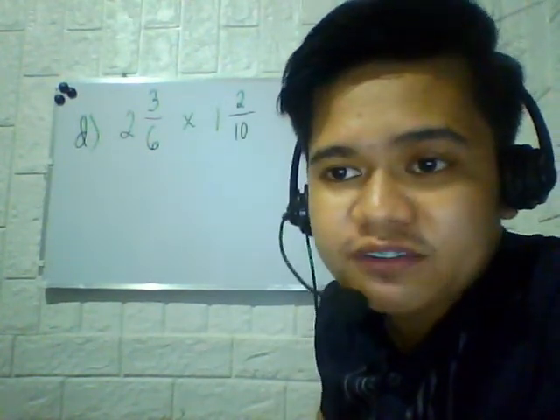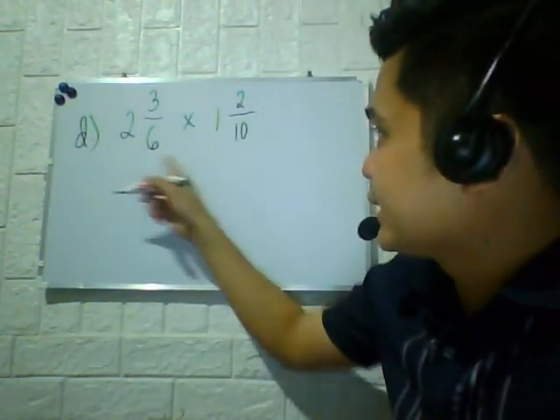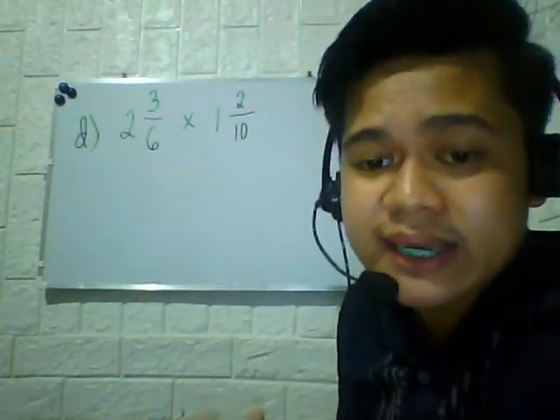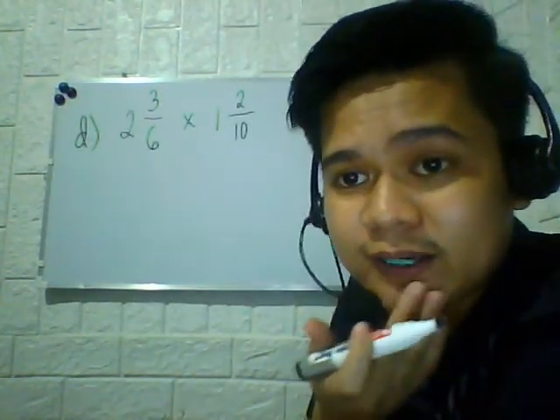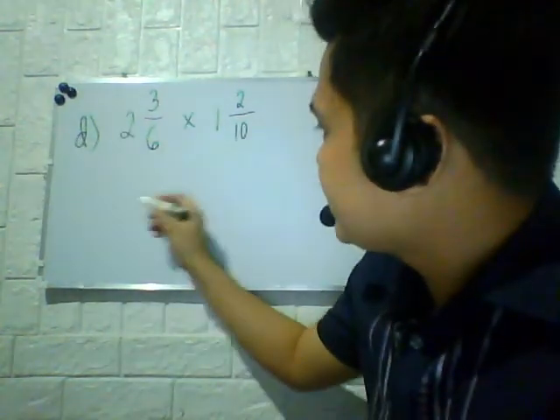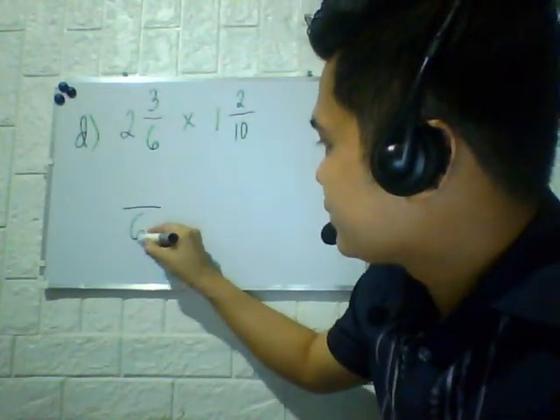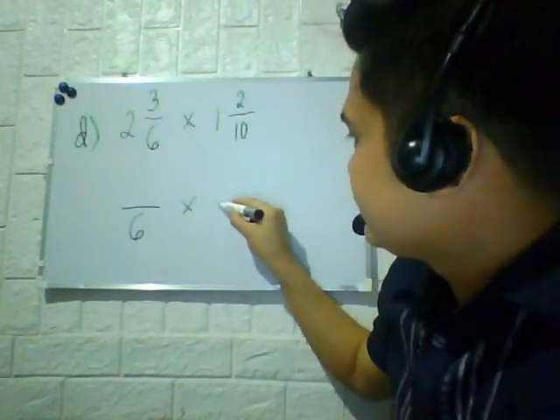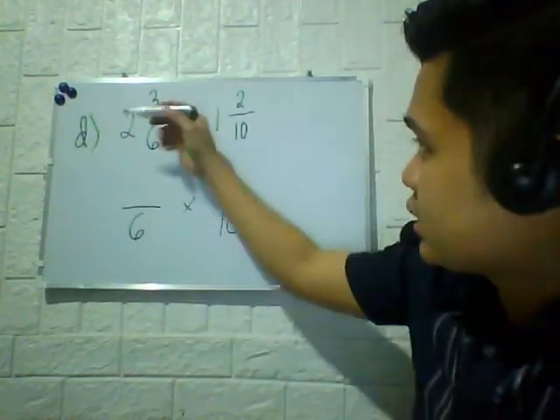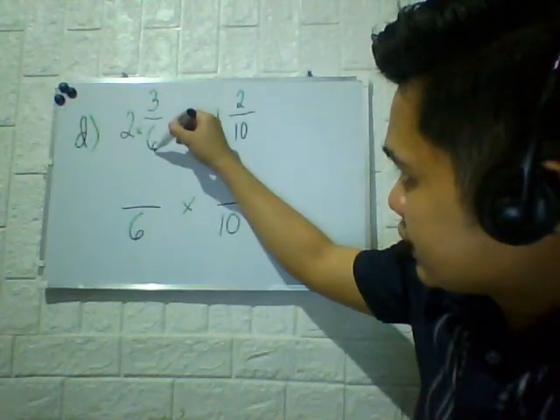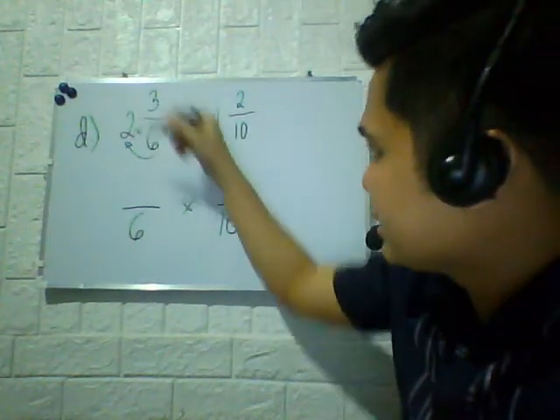Example D, we have 2 and 3/6 times 1 and 2/10. And as you can see, pareho silang mixed numbers. Ibig sabihin, gagawin muna natin dapat silang improper fractions before we can proceed sa operation. Ang pinaka-first step na gawin natin dito is, i-copy na natin yung mga denominator nila. 6. And then on the second one is 10. Now let's just find for their numerators. Napakadali lang, i-multiply mo, tandaan mo, yung denominator mo sa whole number, or kung kahit baliktad man yan, okay lang.